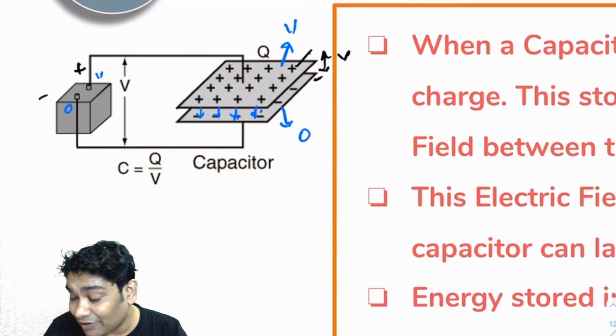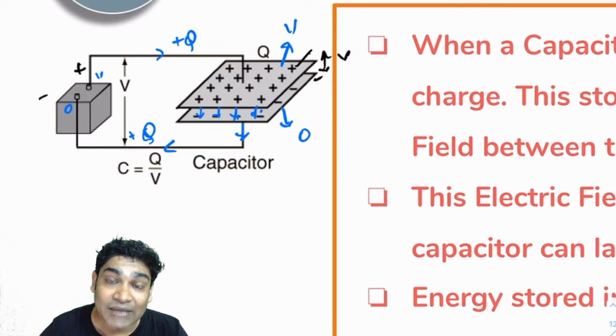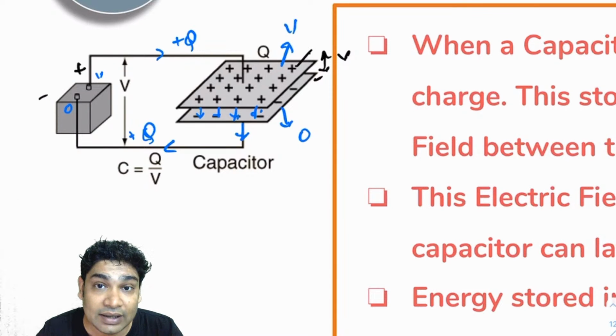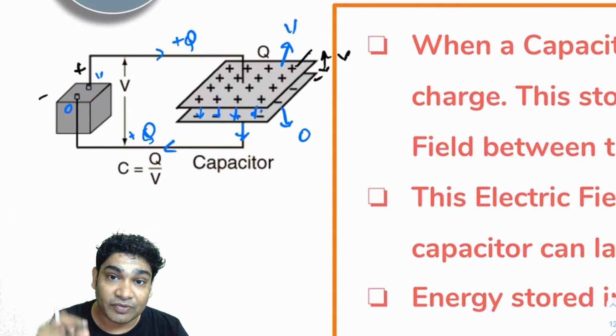Essentially, the battery is providing some plus Q charge to this end and minus Q charge to this end. So I can say the battery is making a Q charge flow from this end to the other end. That is the job of the battery. That is what the battery has to do in order to create the potential difference between two plates.